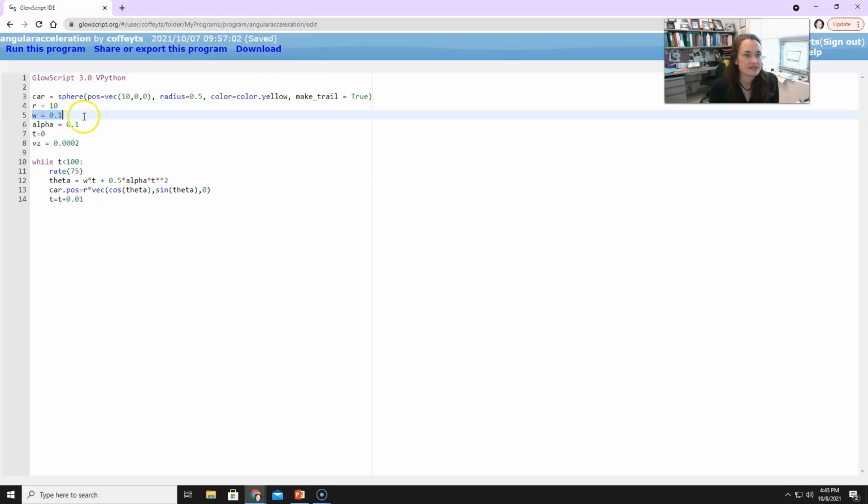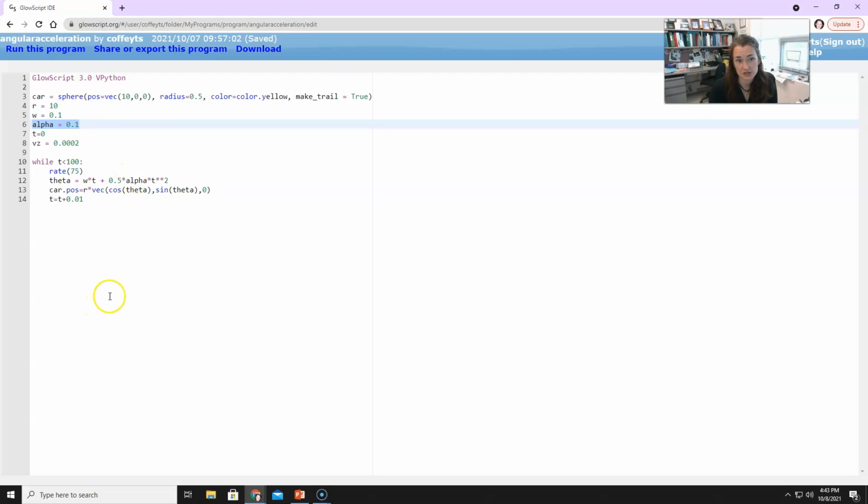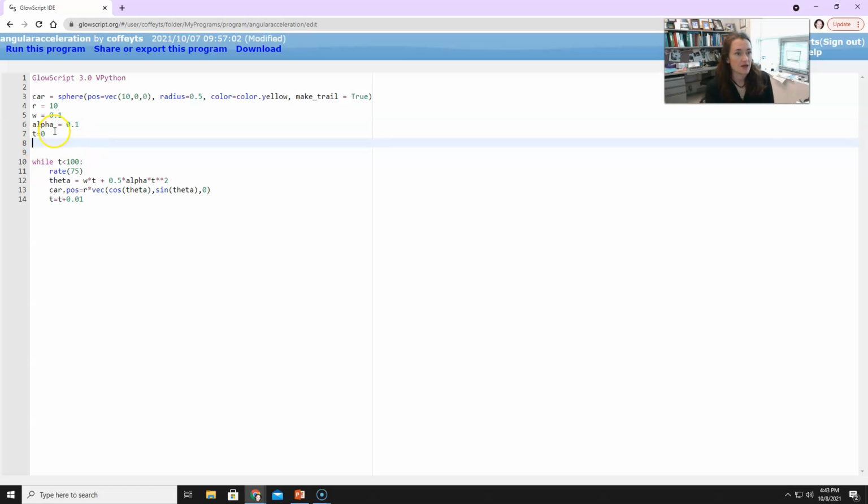I gave it an initial angular velocity, omega, of 0.1 radians per second. And then I gave it an angular acceleration, alpha, of 0.1 radians per second squared. And then I set my t equal to 0. I'm going to increment my time in 1/100th of a second per step. Okay. So while time is less than 100, I set a rate of 75. Remember that 75 is 75 iterations of the loop per second.